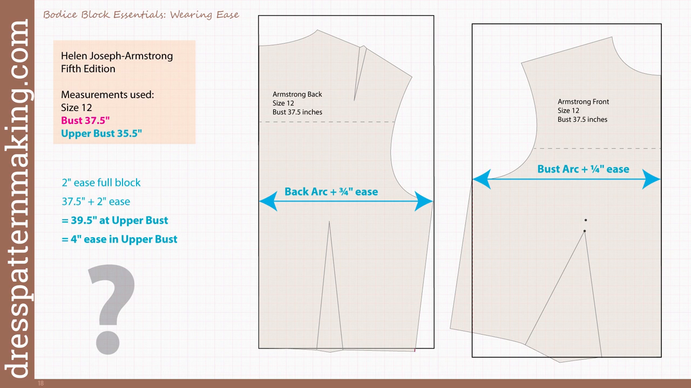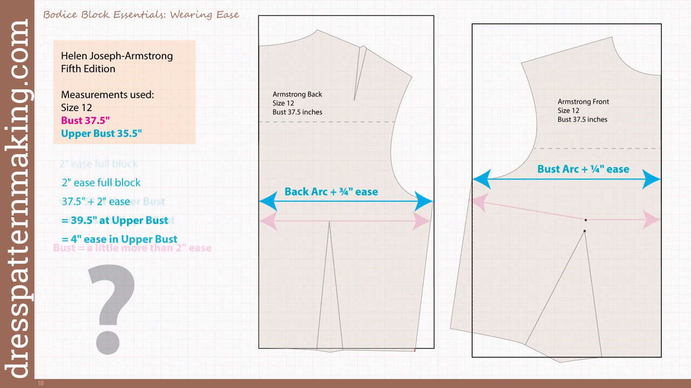Now remember that the width of the block is based on the bust, not the upper bust, because the upper bust measurement wasn't required, it's not used, it's assumed. So therefore, if the width of the block is 37.5 inches for the bust plus the 2 inches ease, that's 39.5 inches total. But if you look at the block, it's 39.5 inches at the upper bust, not at the bust. So if the width of the block is 39.5 inches at the upper bust, and we know that the upper bust measurement is 35.5 inches, that means there's 4 inches ease in the upper bust.